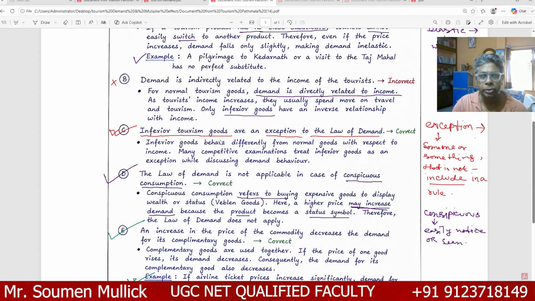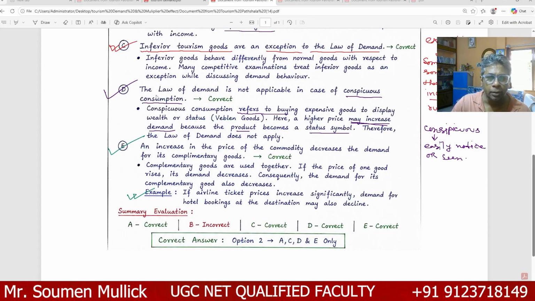Third statement: inferior tourism goods are an exception to the law of demand. What do you mean? Exception means someone or something that is not included in a rule. That is the meaning of exception. Inferior goods behave differently from normal goods with respect to income. Many competitive examinations treat inferior goods as an exception while discussing demand behavior. So this statement is correct: inferior tourism goods are an exception to the law of demand.